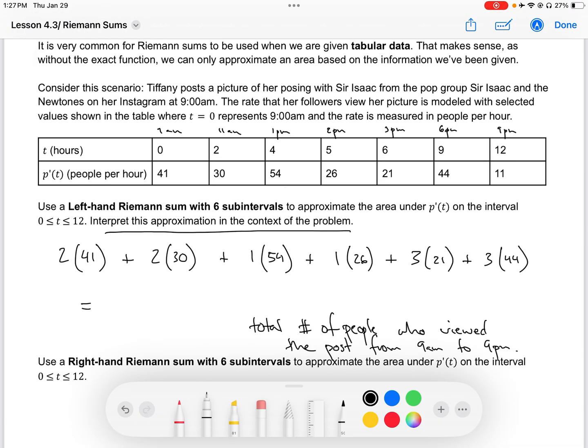Makes sense that 2 is hours and 30 is people per hour. So those hours are going to cancel and we're going to get people, right? Which is what we had here.